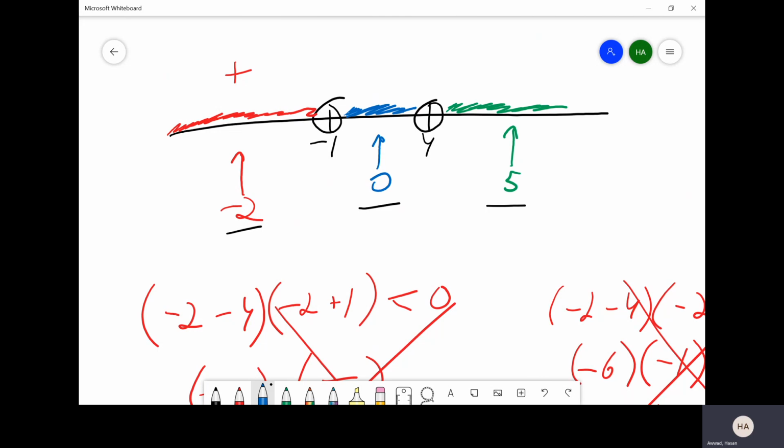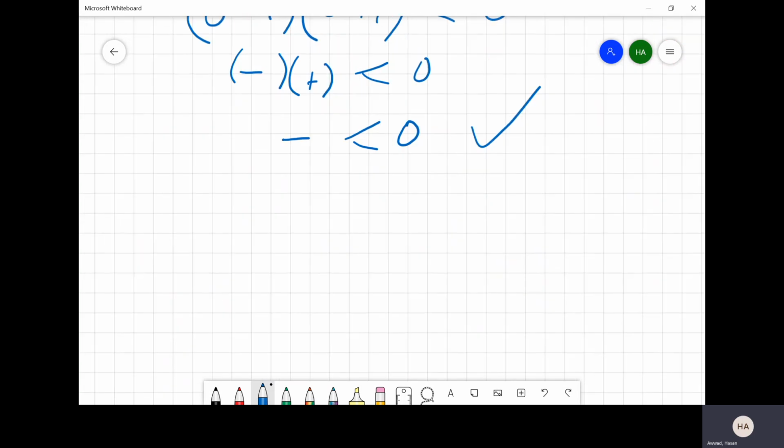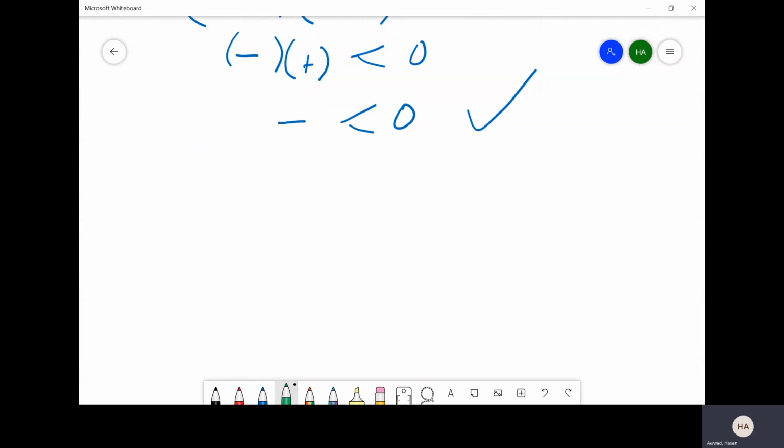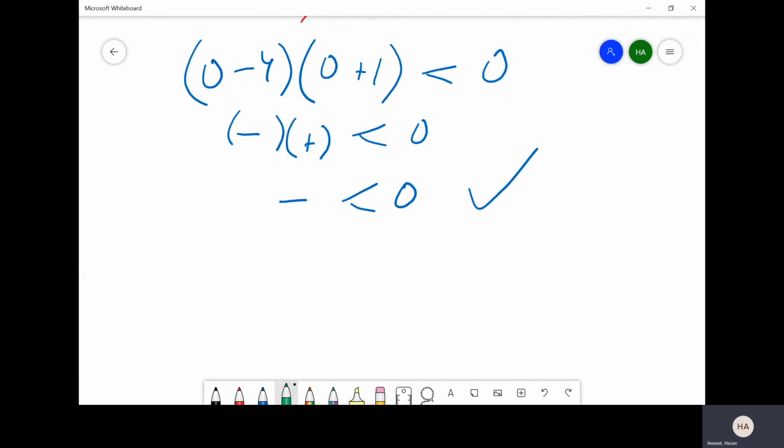So now we just have one last interval to test, and that's going to be the green area, or the area to the right of 4. In this case, we're choosing 5 to be our test point. So choosing 5 to be our test point, plugging in wherever there is an x, we have (5 - 4)(5 + 1) < 0.